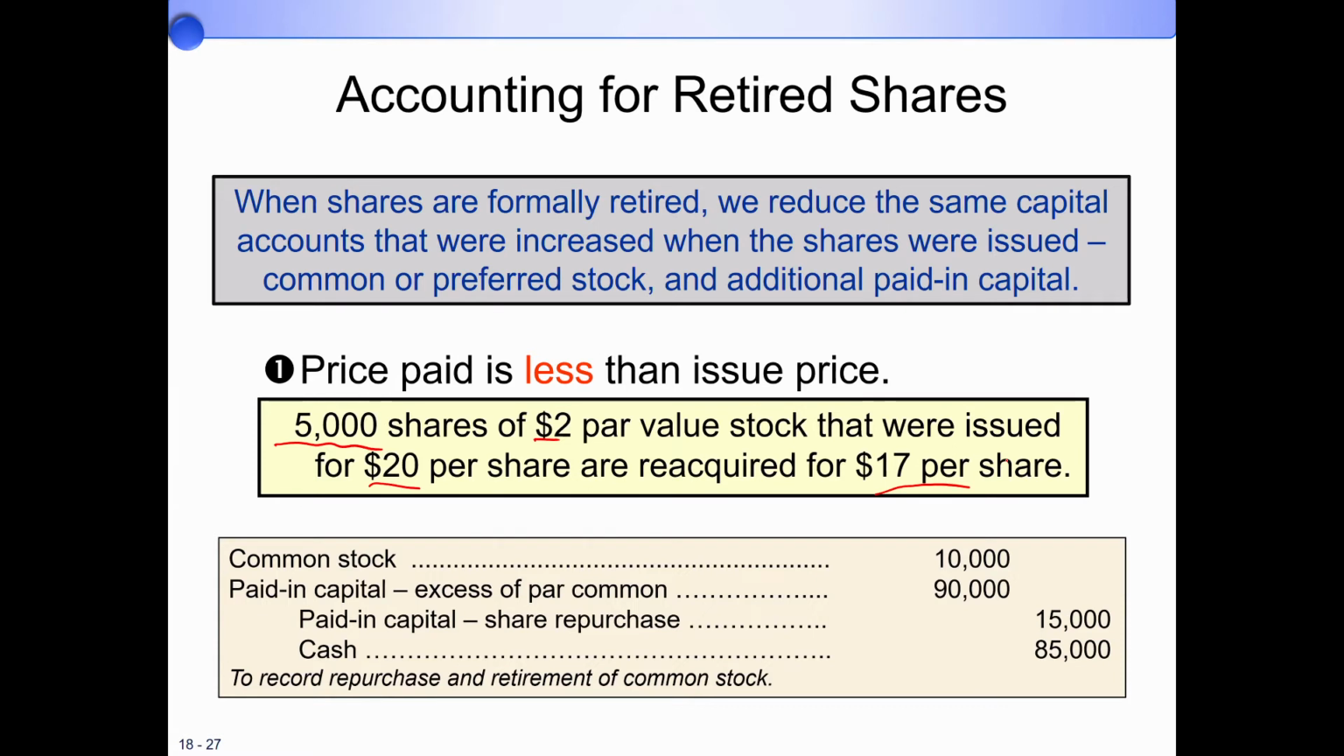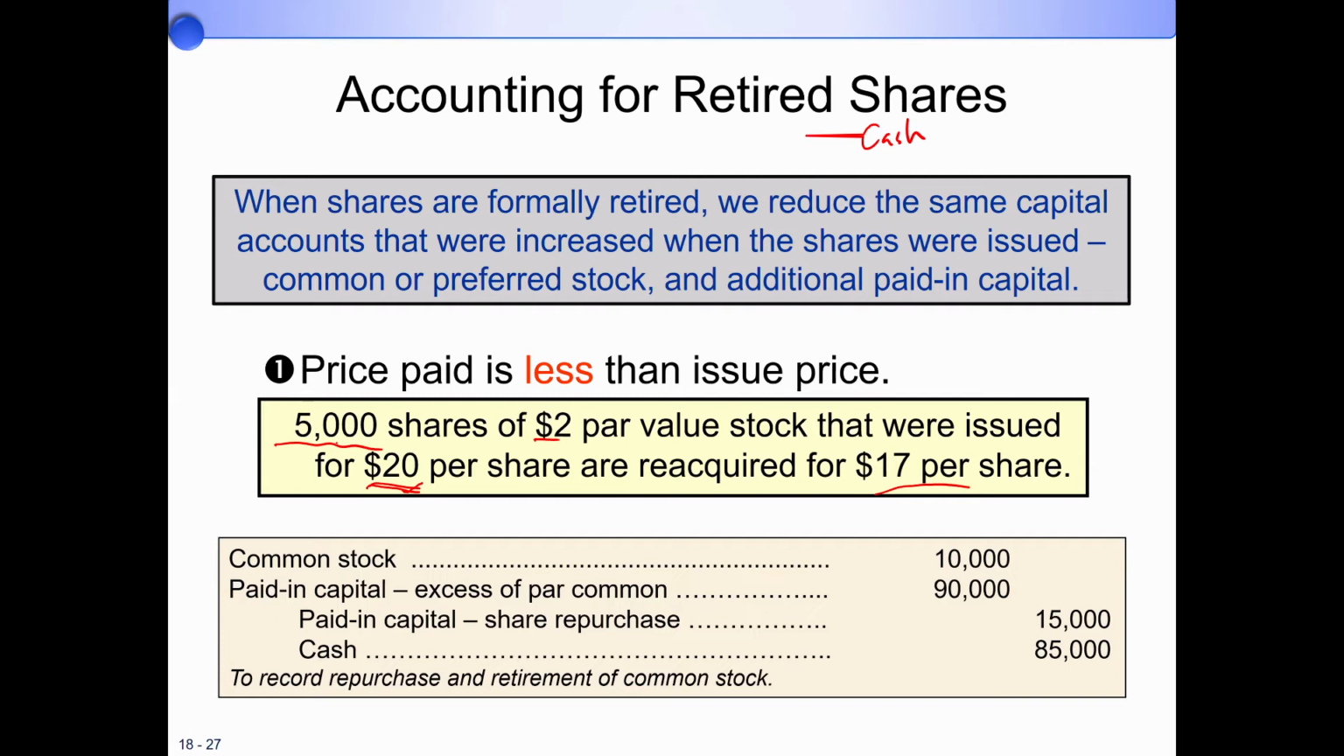First thing we want to look at is what happens when we issue those 5,000 shares. We issue at $20 per share. So this is the journal entry. Let me write it down. We're going to receive cash when we issue these 5,000 shares. So how much cash are we going to receive? It's going to be $20 per share times 5,000, right?